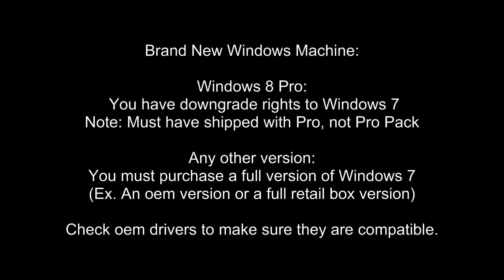Now, if you have a brand new Windows machine, you're going to want to check to see which version of Windows 8 you have. If you have the professional version of Windows 8, you actually have downgrade rights to Windows 7, which means that you can install Windows 7 Pro and you won't actually have to pay anything for it. Unfortunately, if you have any other version of Windows 8, you must purchase a full retail version of Windows 7 or a full OEM version of Windows 7.